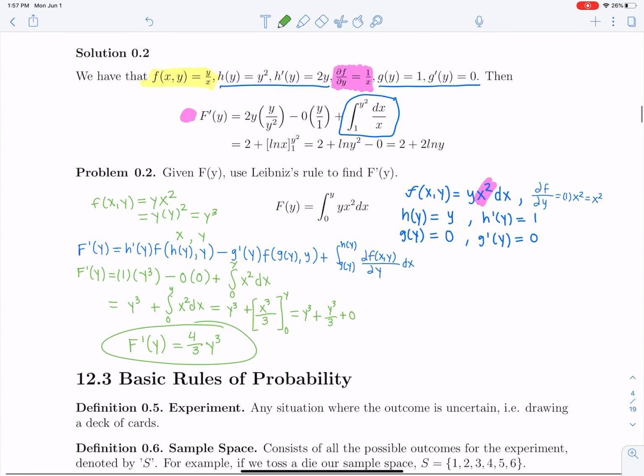Zoom out a bit. So just going over it again. Basically the process: pick out your functions, differentiate them with respect to the correct variable, plug it into our formula, and evaluate the integral. That's pretty straightforward, just a good review of differentiation, and hope it was helpful.